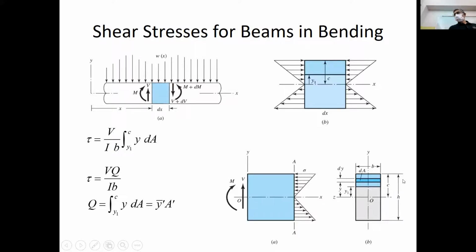1.5. So we have really a parabolic distribution where I always get 0 at the top, 0 at the bottom, and at the centroid I get the maximum shear stress, which is 1.5 times the shear force divided by the area. So never, if you have a beam in bending, never just divide the shear force by the area to find the shear stress.